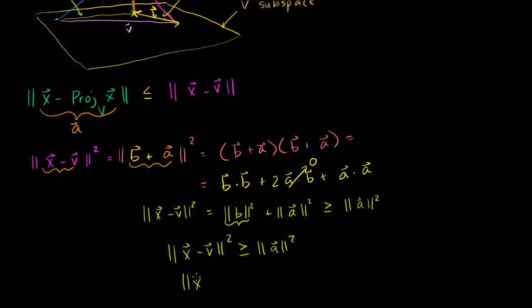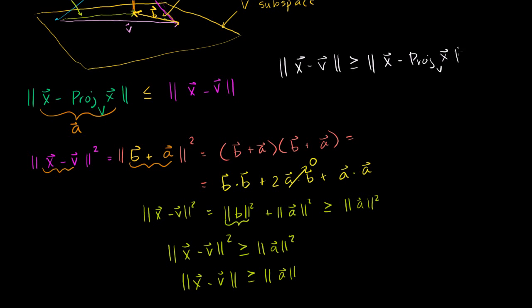Or another way to say it is that the distance between x and v, still a positive quantity, since length is always positive, is greater than or equal to the length of vector a. A is just this thing right here. So let's write our result. The length of the vector x minus v, or the distance between x and some arbitrary member of our subspace, is always going to be greater than or equal to the length of a, which is just the distance between x and the projection of x onto our subspace.